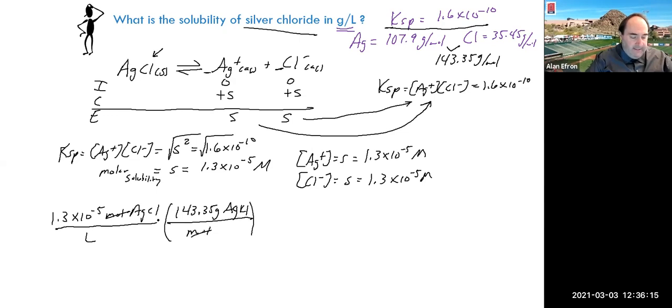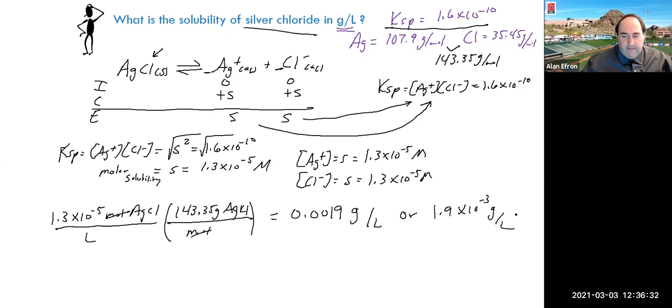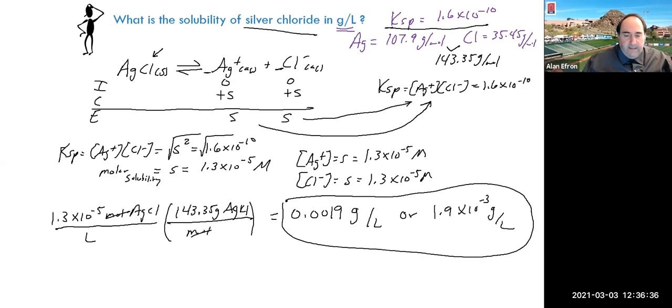And that tells us that we end up with basically 0.0019 grams per liter, or 1.9 times 10 to the minus 3 grams per liter of silver chloride is the solubility of it. Any questions on that calculation there?